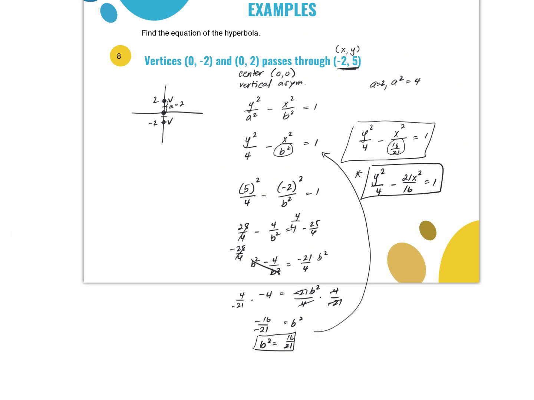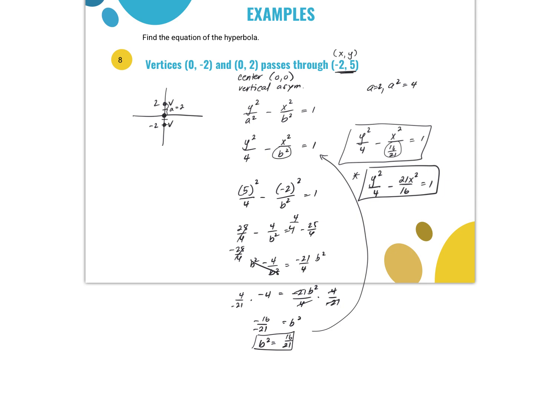But that's the answer. So again, I had to plug in the x and y into here and here since I already knew my a squared, and then I could solve for my b squared. So all of these are different. You're given different things. You're going to have to be careful on what you're given and how you can use it to find whatever is missing.